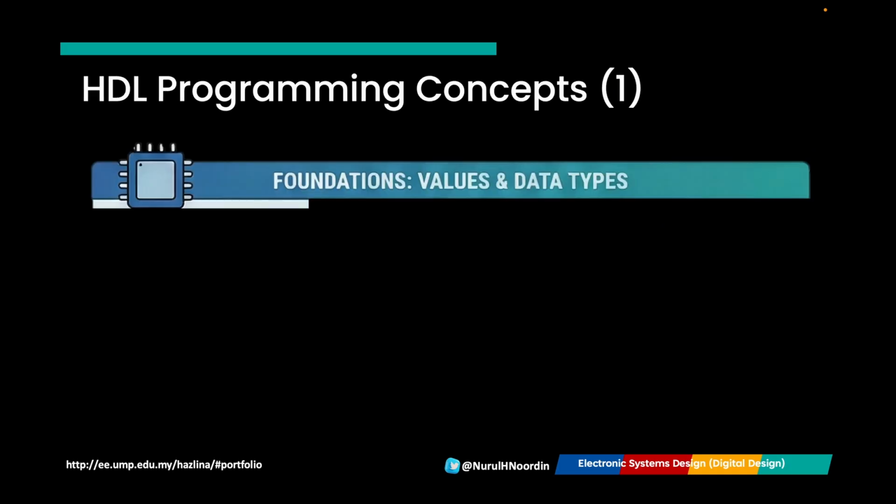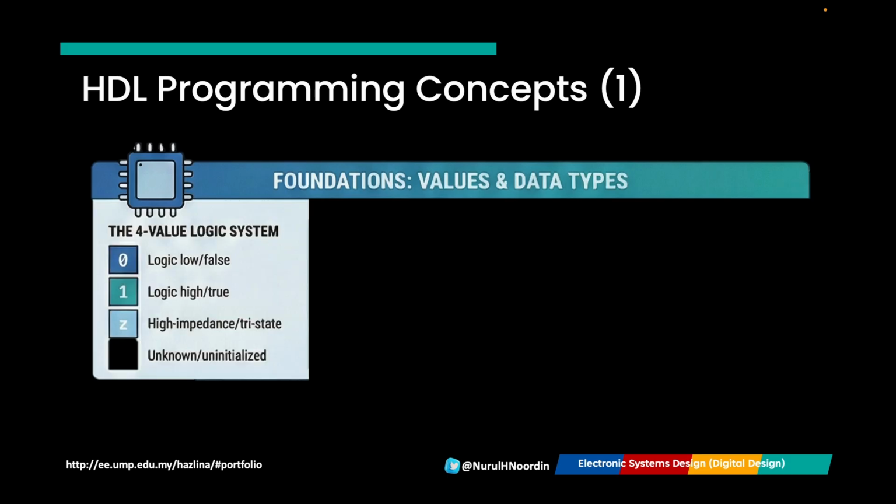Verilog encompasses a wide range of concepts used to design, simulate, and synthesize digital hardware. Unlike traditional software, Verilog describes concurrent hardware architecture. Here are the core concepts of Verilog HDL. Verilog signals can have 4 basic values: 0 for logic 0 or false, 1 for logic 1 or true, Z for high impedance state, and X for unknown value.